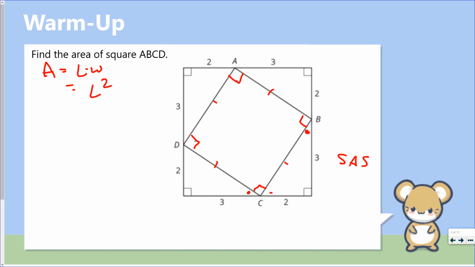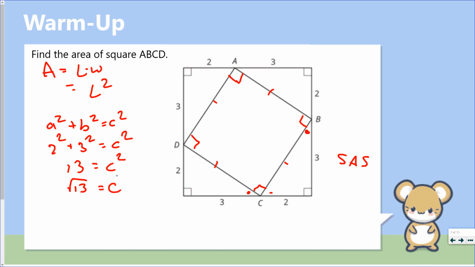Well, what else do we know about triangles? We might know our old friend, the Pythagorean theorem. And so applying it to one of these triangles, we have 2 squared plus 3 squared equals c squared. 4 plus 9, that's 13. And so c is the square root of 13.